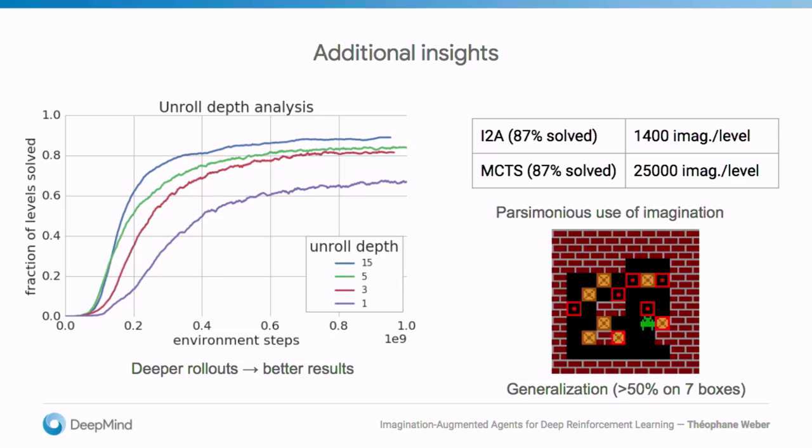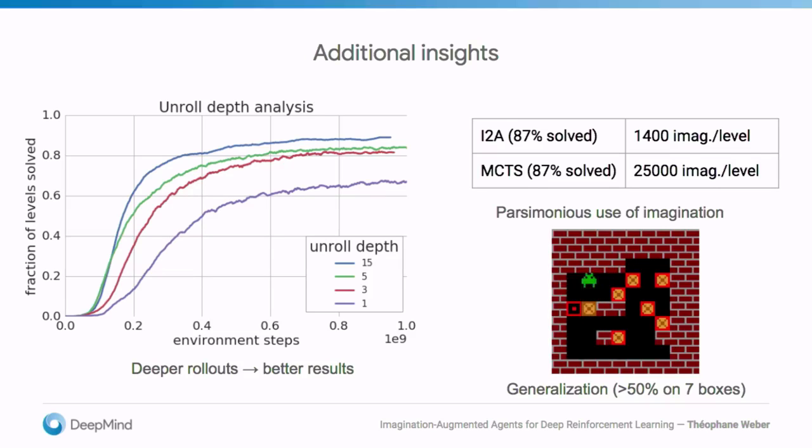I want to quickly mention 3 additional insights. The first is that you can unroll for an arbitrary depth, and you would hope that the deeper the rollouts are, the more information they have, and the better the agent gets. And this is indeed the case. You can find that we tried from 1 to 15, and you can find that the deeper the rollouts, the better the performance of the agent gets, up to 90%, and probably higher if we went deeper. You can also find that the sample efficiency increases as well. So the more imagined experience you have, the less real experience you need.